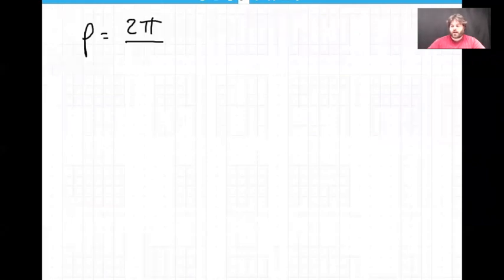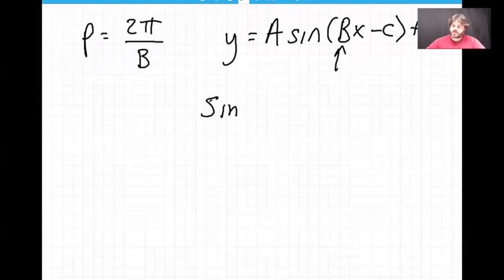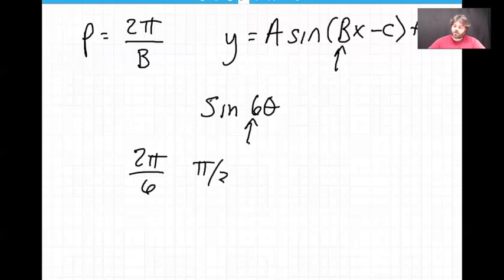So there's actually a formula for this. It's 2 pi over b for the period. And b comes from the standard form of any sine or cosine, which is bx minus c plus d. So the coefficient of the x, or it could be theta, is what your b is. If you had something like sine of 6 theta, 6 would be your b. So in this case, it'd be 2 pi over 6, which is pi over 3.